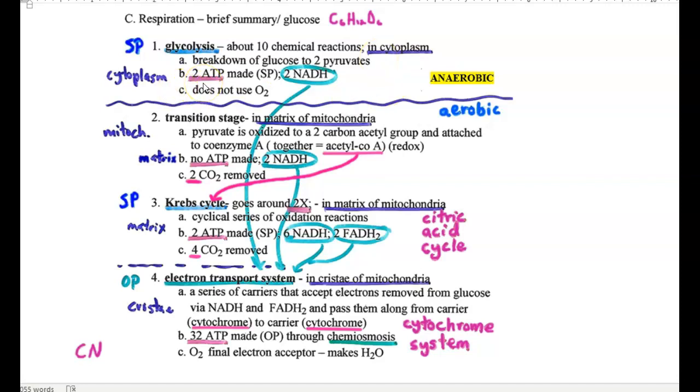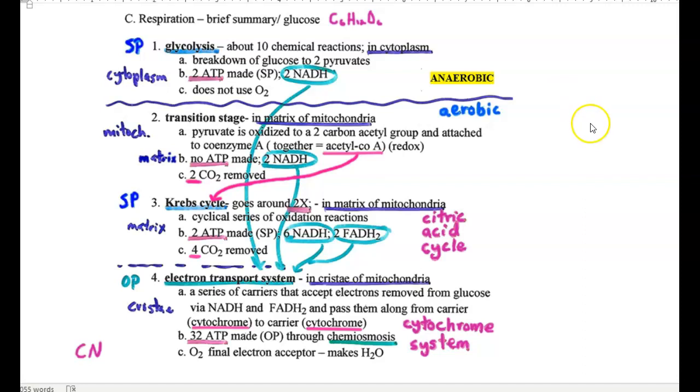Makes 2 ATPs through substrate phosphorylation. Makes 2 NADHs. Follow the green arrow down. They're going to go to the electron transport system, which is going to be in the cristae of the mitochondria. Again, this does not use oxygen. This is the anaerobic stage of aerobic respiration.